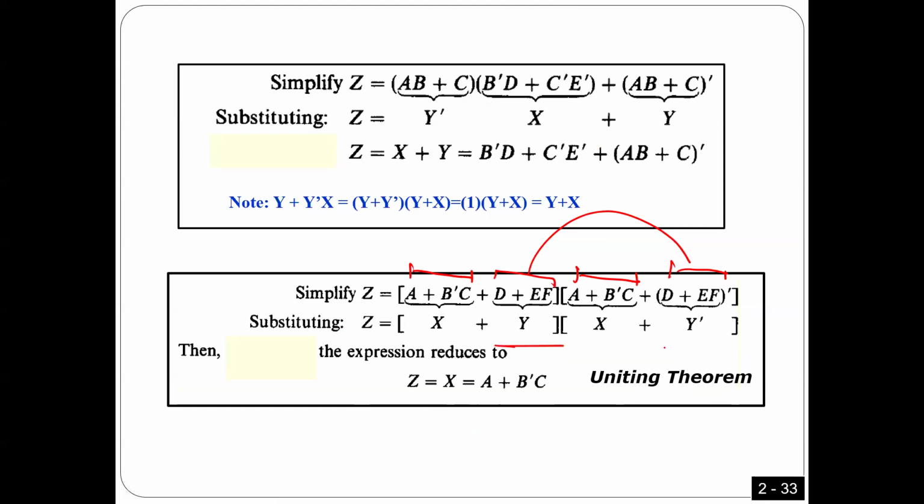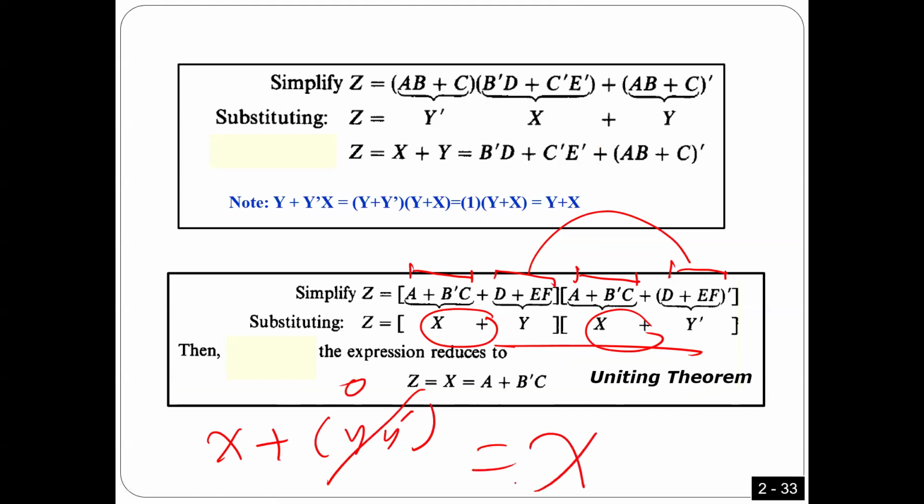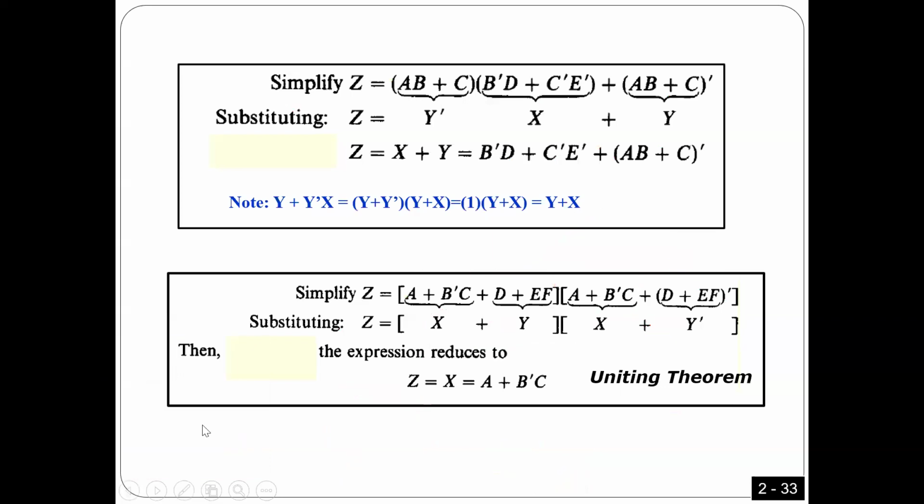How can you prove it quickly? I can take x or as a common factor, so it becomes x or (y and y prime). Y and y prime is 0. 0 or x, the result is x. So either use this theorem or do a quick proof for it. Using this, the expression is equal to x, and x is actually this term here. So the result is this one.